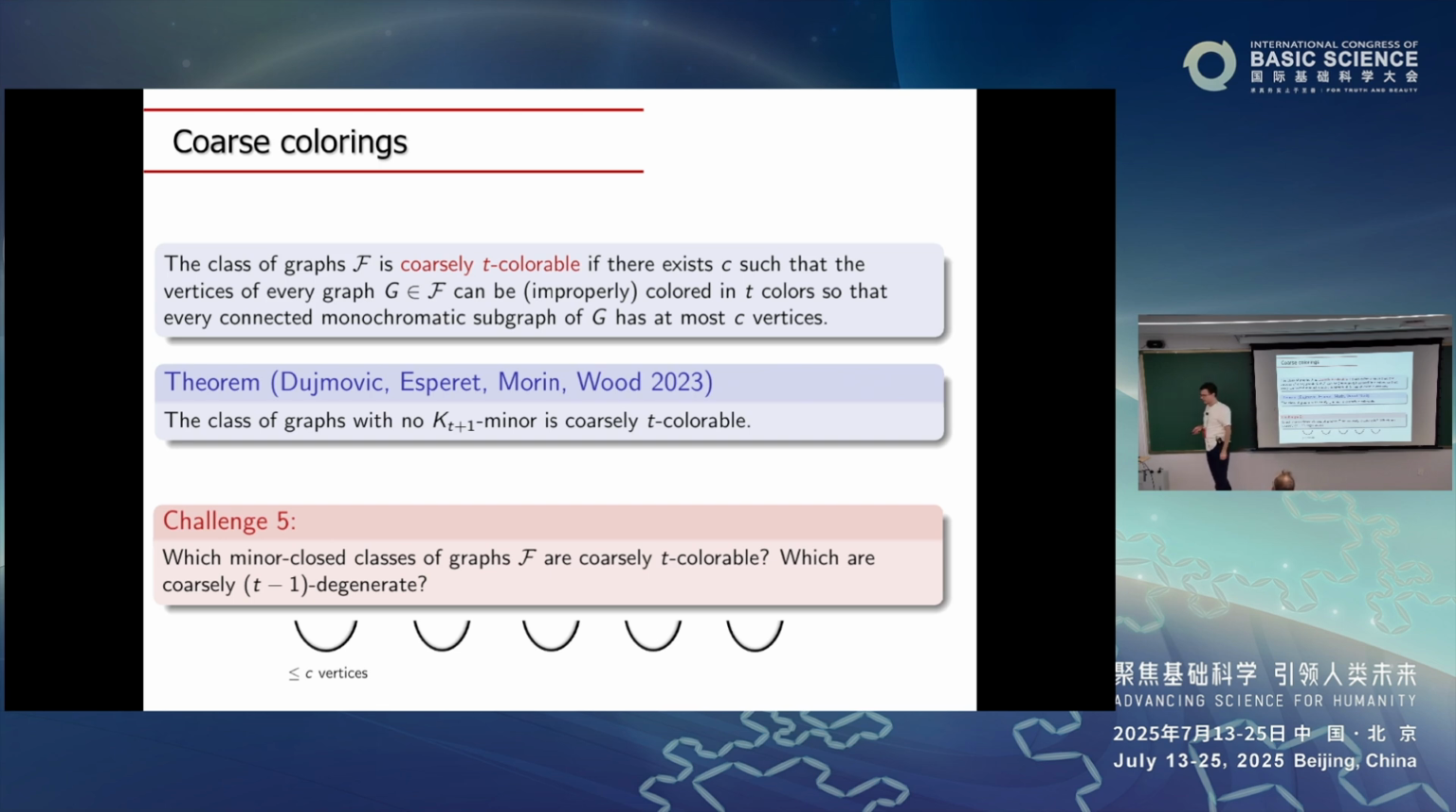Describe exactly minor closed classes of graphs which are coarsely T-colorable or coarsely degenerate. The surprising thing here is that these asymptotic, very large-scale questions could be easier to solve. I mean, exactly understanding the answer to this question is way more enriching than exactly understanding the answer to Hadwiger's conjecture.